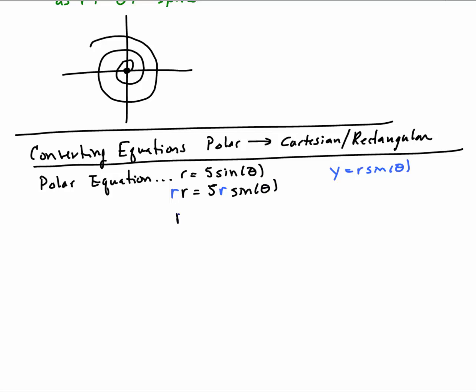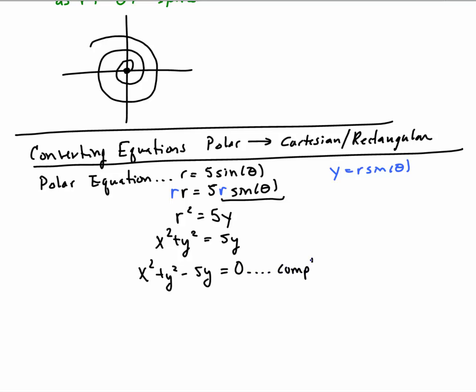So if you notice, we have r squared equals 5, and then r sine theta is equal to y. But we also know from previous work that r squared is equal to x squared plus y squared. So I have x squared plus y squared equals 5y. I'll subtract that 5y across, and I get x squared plus y squared minus 5y equals 0. Well, this doesn't look like a circle, but it is, and the way we find it and put it into standard form is by completing the square. So let's go ahead and look at this and complete the square.